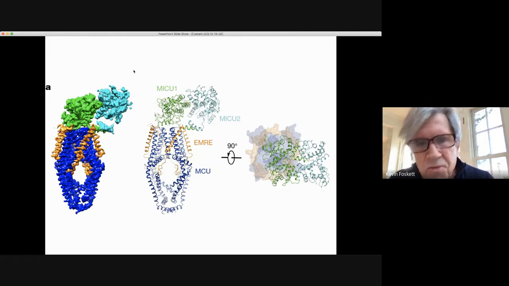A very different structure is observed in the absence of calcium. Here now, the entire MICU1 heterodimer has rotated around and sat itself down on top of the channel so that it completely occludes access of the channel pore to calcium in the intermembrane space.